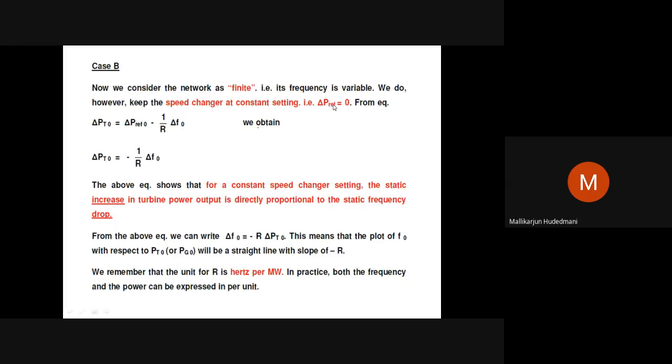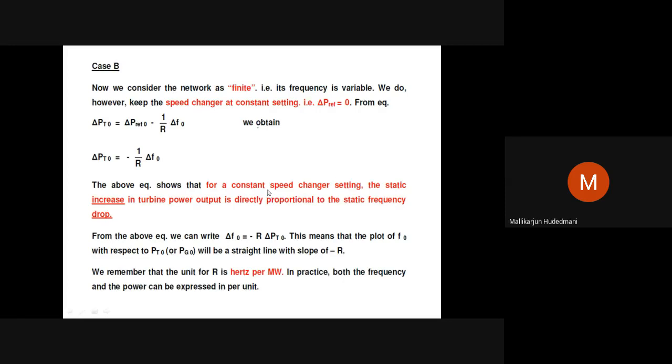P reference is set and locked. It is then only delta F divided by R. The turbine has to adjust according to the speed deviation divided by droop; that is the correction required. This equation shows that for a constant speed changer, as the speed changer is not altered repeatedly, it is kept set and stopped.